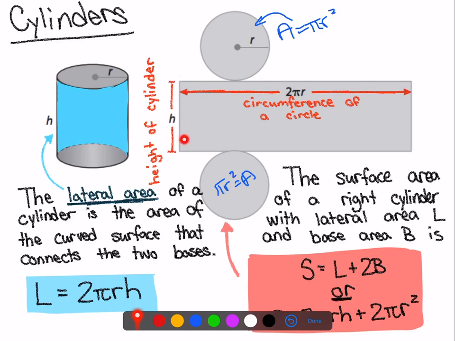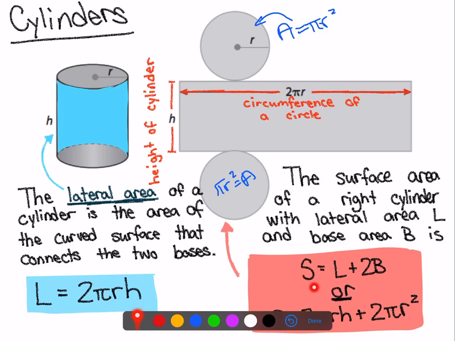Now, the lateral area within a cylinder will just be that rectangle that's going around. So this is just the lateral area here. Meanwhile, the surface area is both circles, both the top and the bottom of our cylinder, as well as that lateral area. So lateral area can be found by using 2 pi r, which again is the circumference of a circle, times the height of the prism.